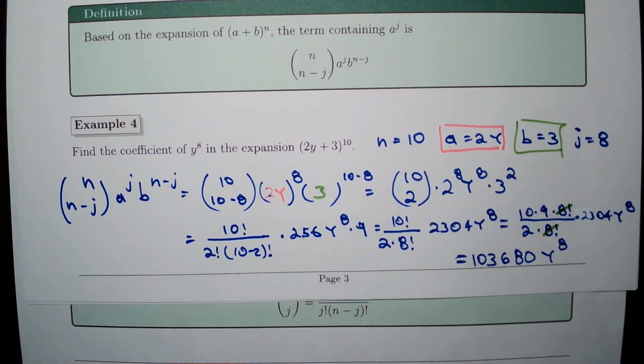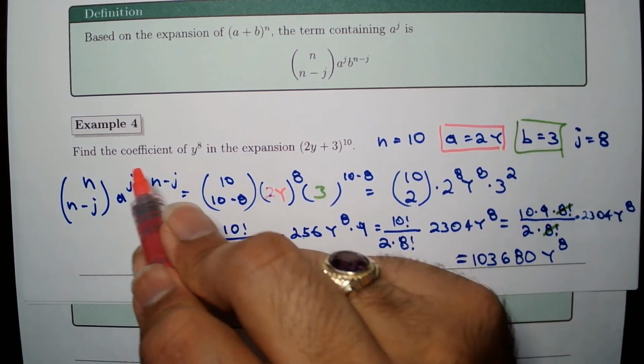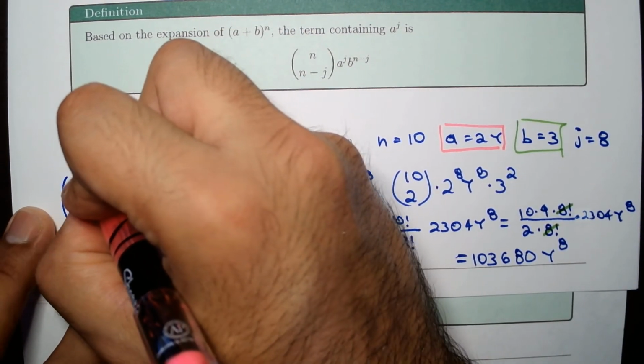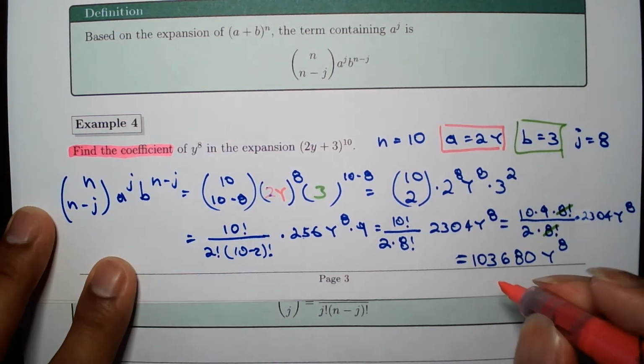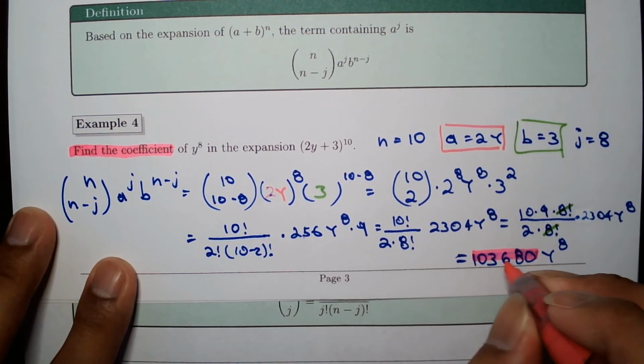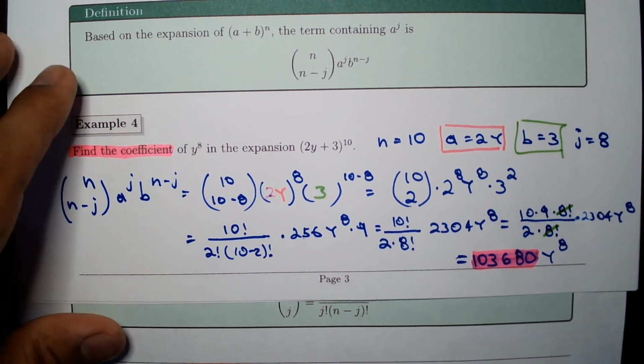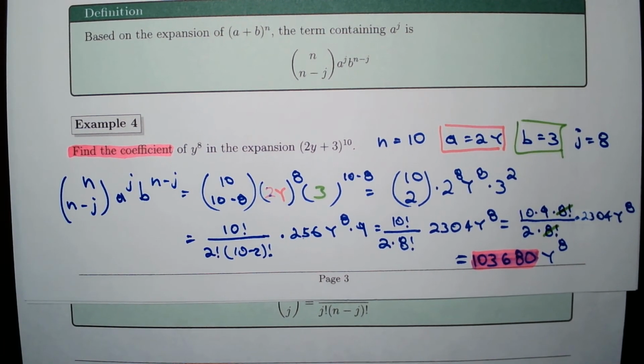But in this case, what are they asking us for? They're asking us to find the coefficient. So the coefficient will be this number right here. So that's what we're looking for.